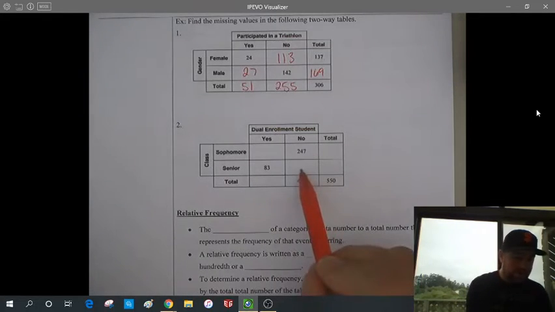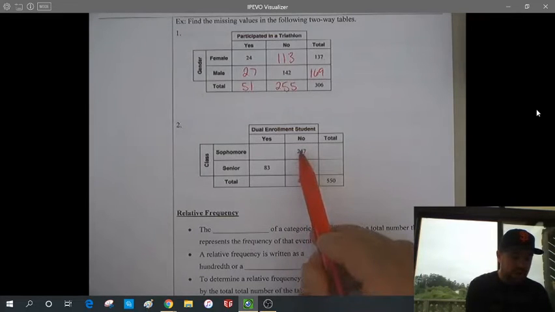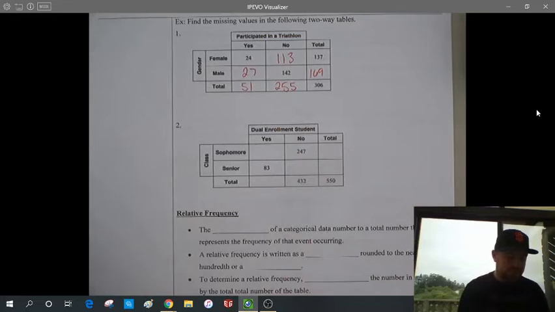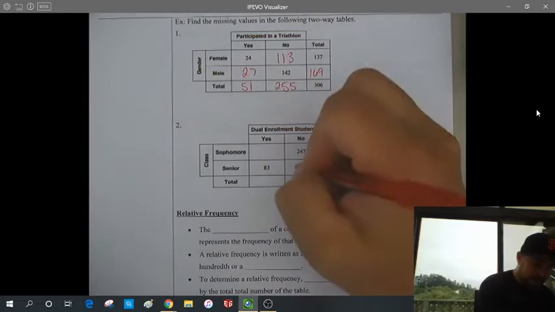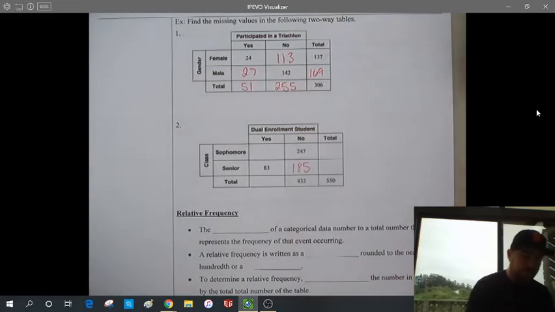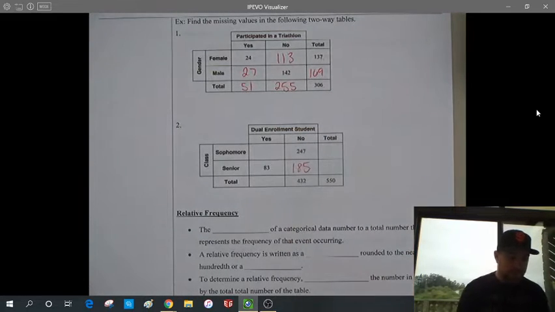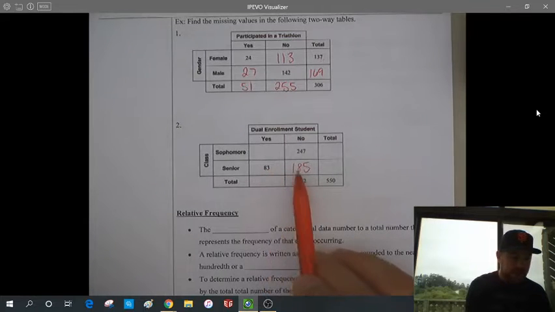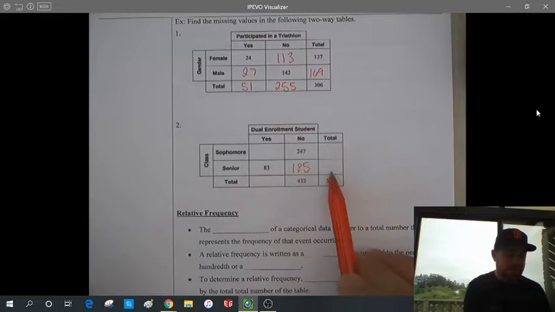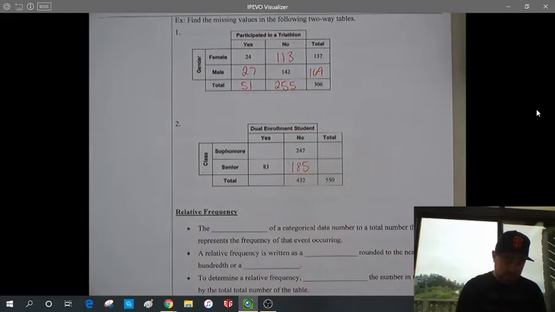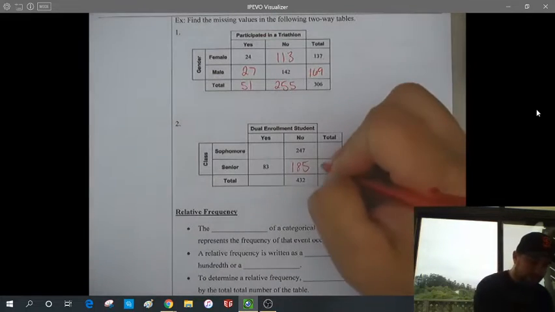So here I have an empty box. I know 432 is the total number of no's, and 247 of those were sophomores. But if I subtract those, 432 minus 247, I can get this number here. Now that can lead me to being able to add these two numbers together to make my total number of seniors. So 83 plus 185 gives me 268.